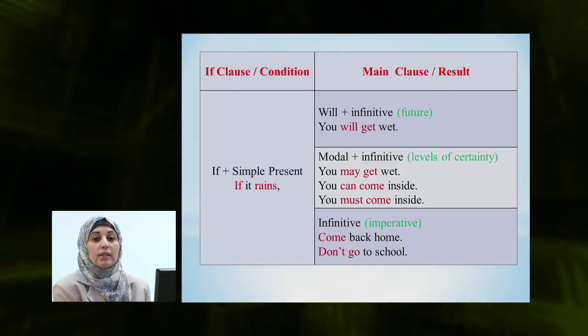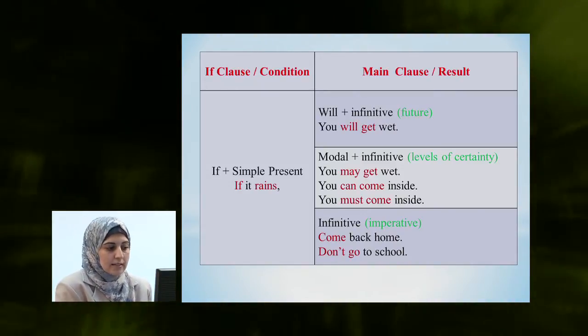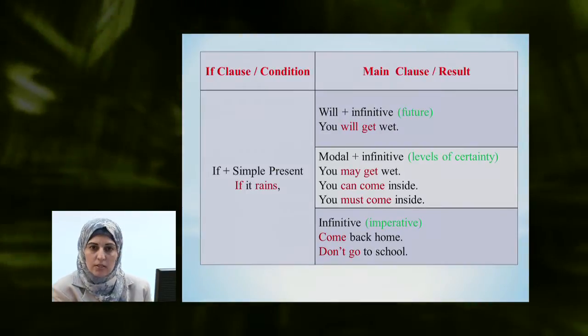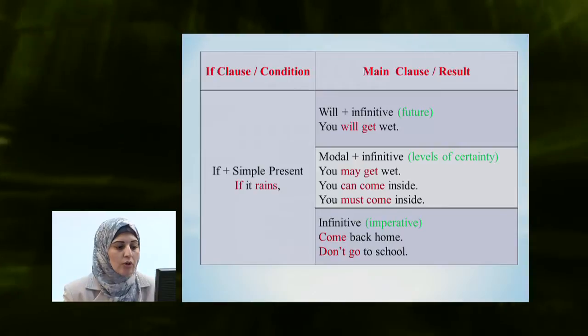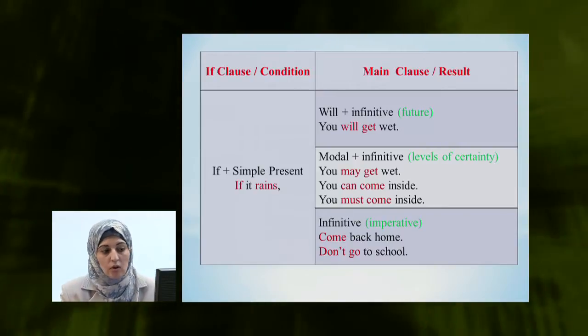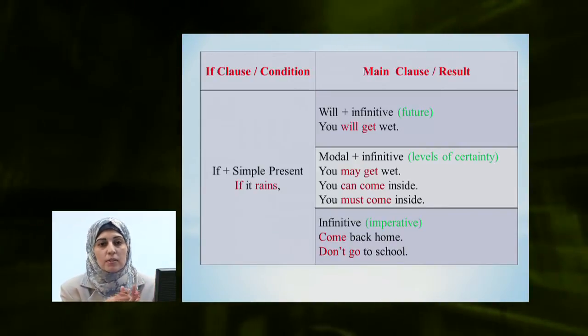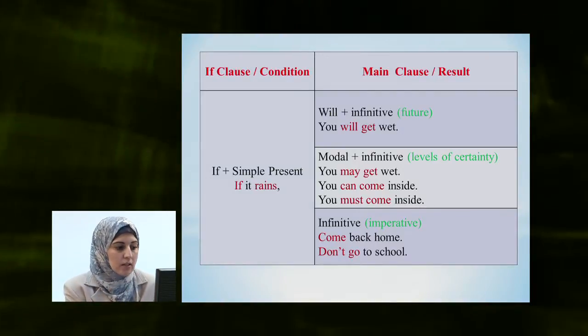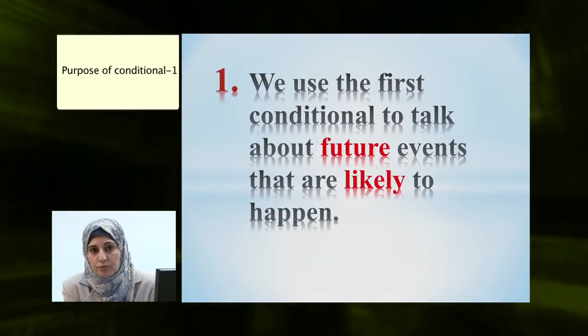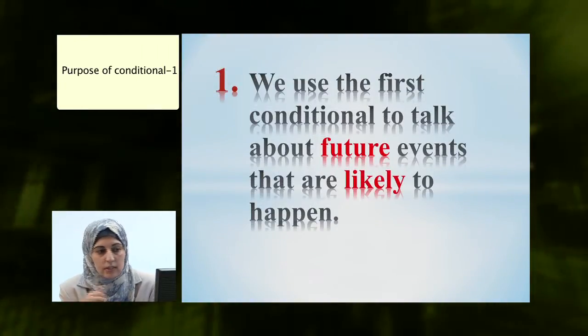Here you are talking about ability. Or you can say, if it rains, you must come inside. In this case, you are talking about some kind of advice. Or you can say, if it rains, come back home. Here you are using the imperative form. Or, don't go to school. All these three types are correct, but they are giving different meanings. Now, let's move to each type in detail.